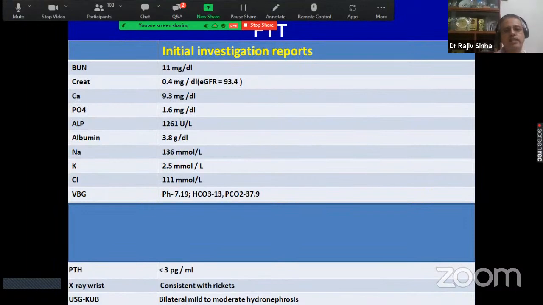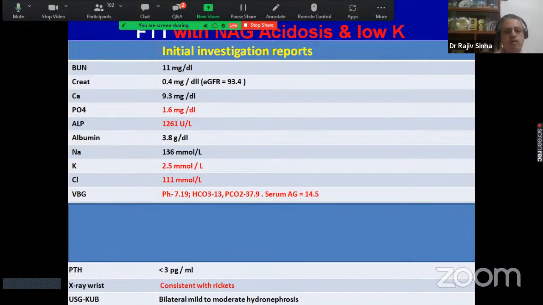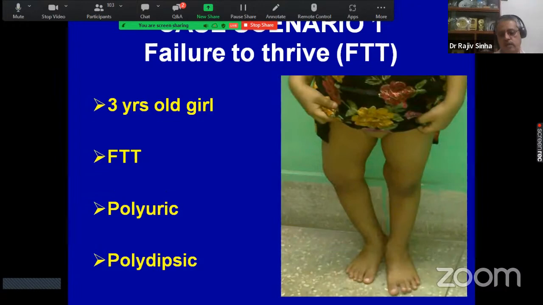So these were the initial investigations, and I have highlighted some of the abnormal ones. We have got hypophosphatemia, raised alkaline phosphatase, and an X-ray consistent with rickets, which we were suspecting anyway when we saw the picture. You can see the bowed leg.